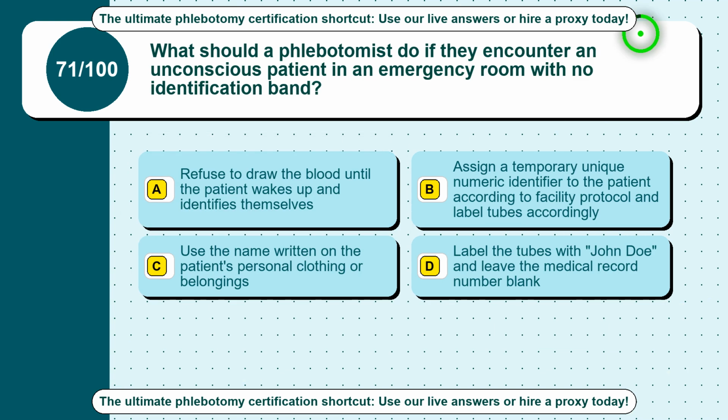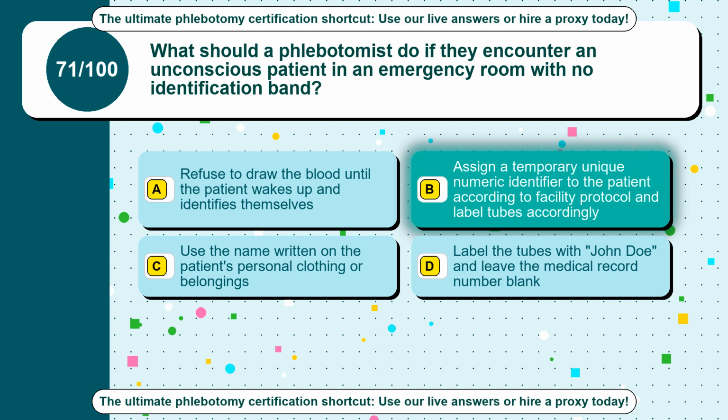Question 71. What should a phlebotomist do if they encounter an unconscious patient in an emergency room with no identification band? Option A. Refuse to draw the blood until the patient wakes up and identifies themselves. Option B. Assign a temporary unique numeric identifier to the patient according to facility protocol and label tubes accordingly. Option C. Use the name written on the patient's personal clothing or belongings. Option D. Label the tubes with John Doe and leave the medical record number blank.